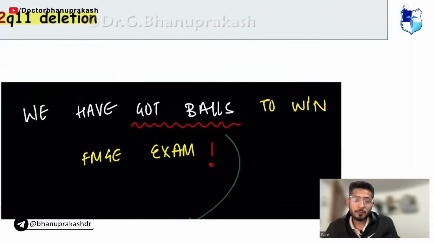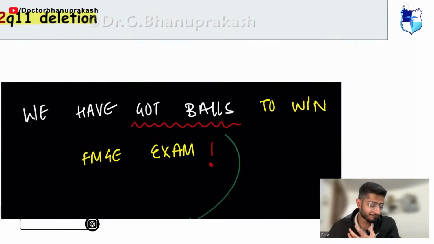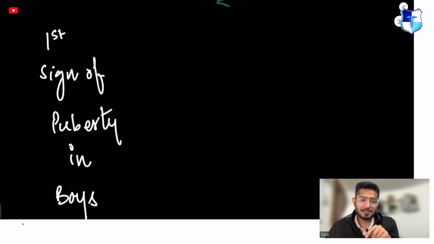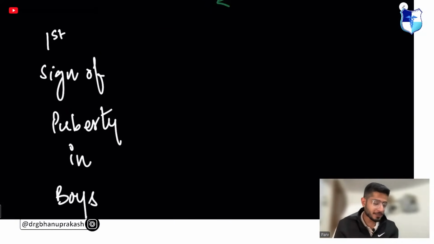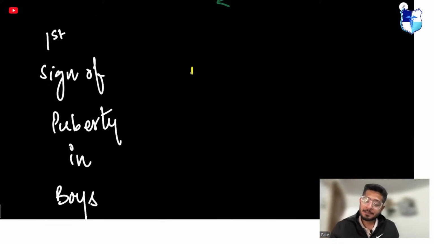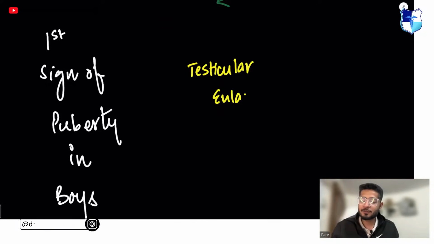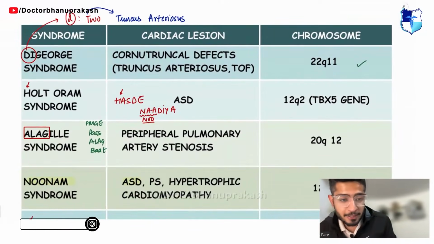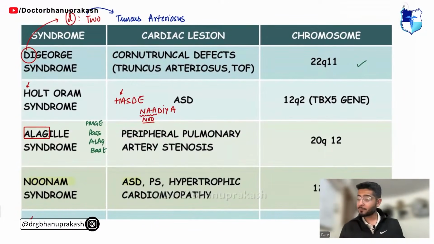Do we have got balls to win the FMGE exam? Yes. So we have got enough guts. So now, why did I ask? Because I want to ask this from you all. What is the first sign of puberty in boys? What is the first sign of puberty in boys? So the answer is testicular enlargement. That's why I asked you that question, have you got enough balls to win over the FMG exam? So testicular enlargement.